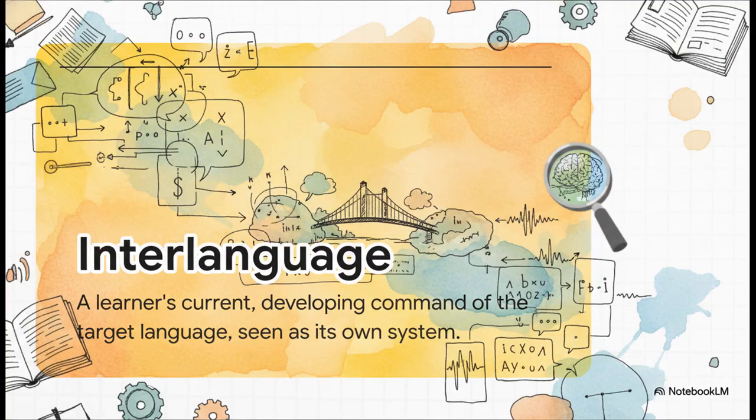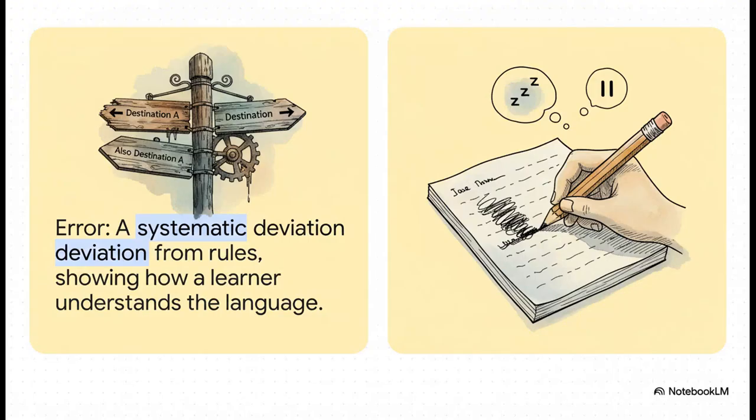Which leads us right into this amazing concept called interlanguage. It's the perfect way to think about a student's progress. It's not bad English. It's their own unique developing language system. Like a bridge they're building, piece by piece, from their first language over to English. It has its own logic, its own rules. It's a system in motion. And on that bridge, you're going to see things that aren't quite standard English yet.